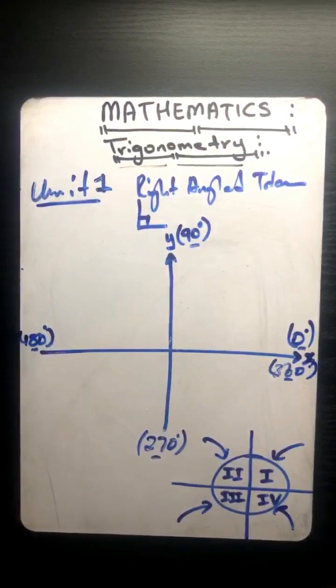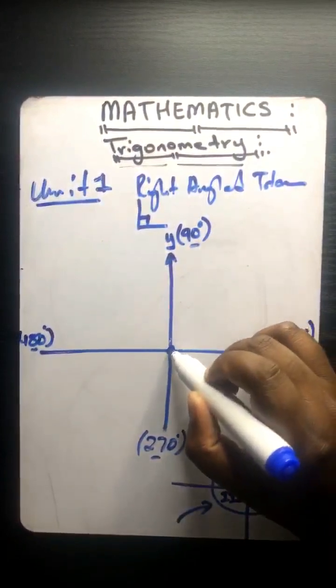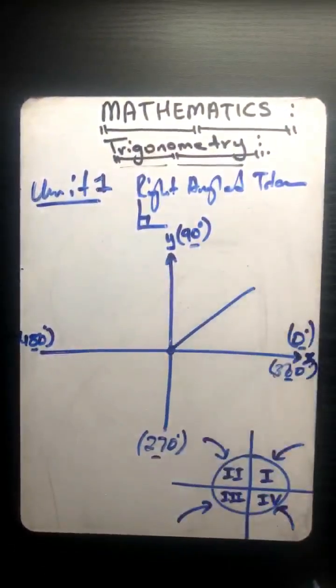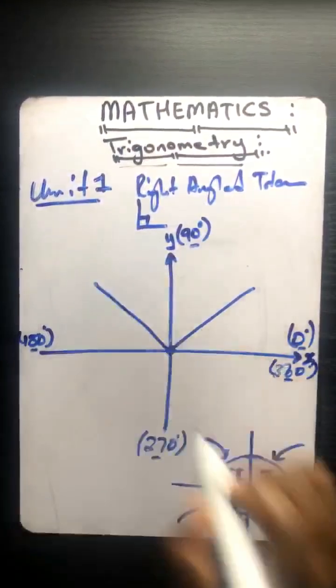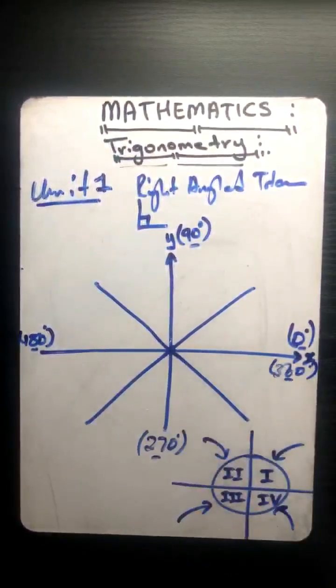So on this Cartesian plane, this is where we normally represent our right angled triangle. So how do we represent our right angled triangle? We have a line starting from the origin, which may go in any of these directions.